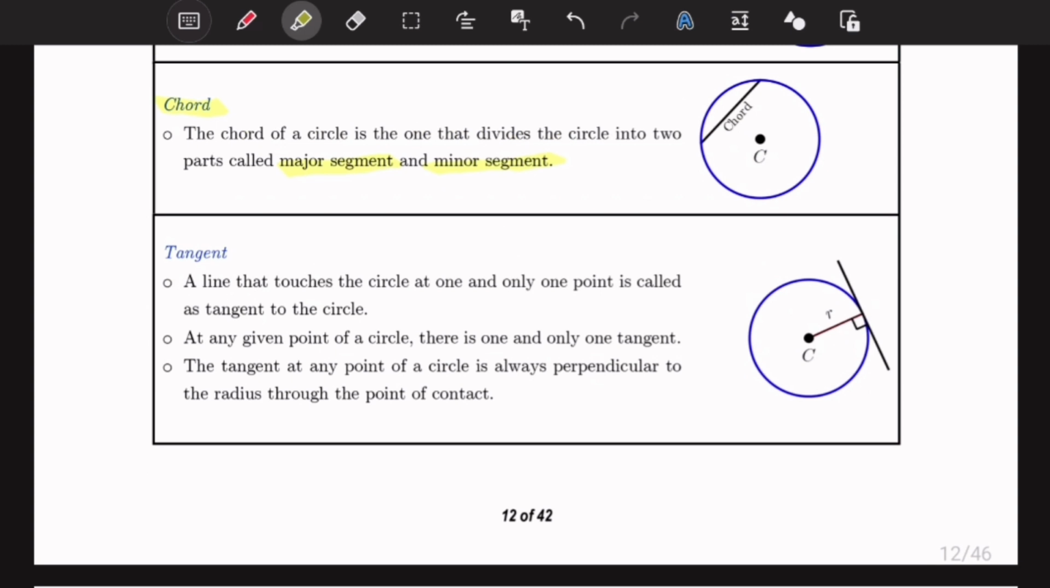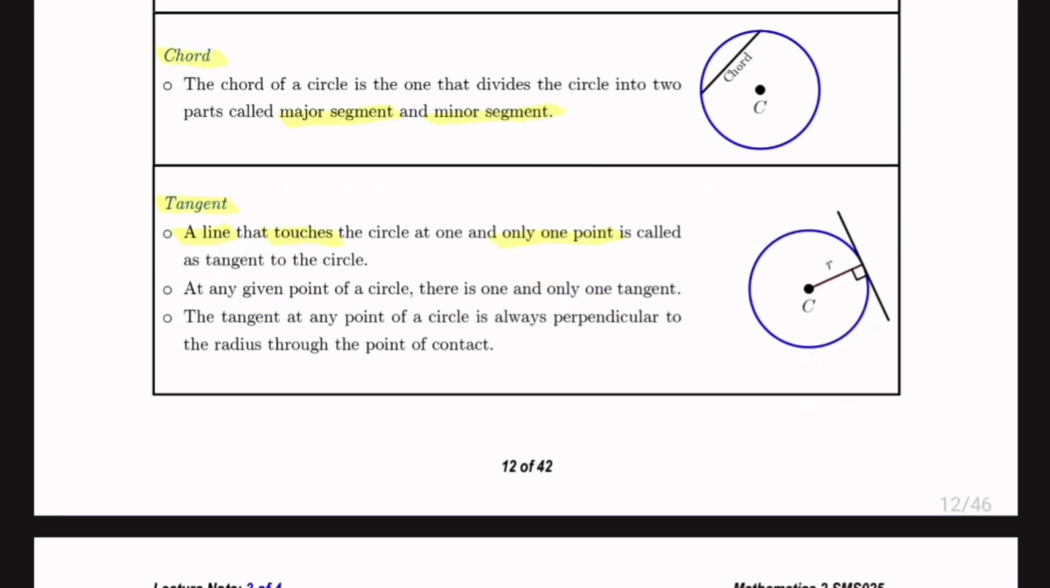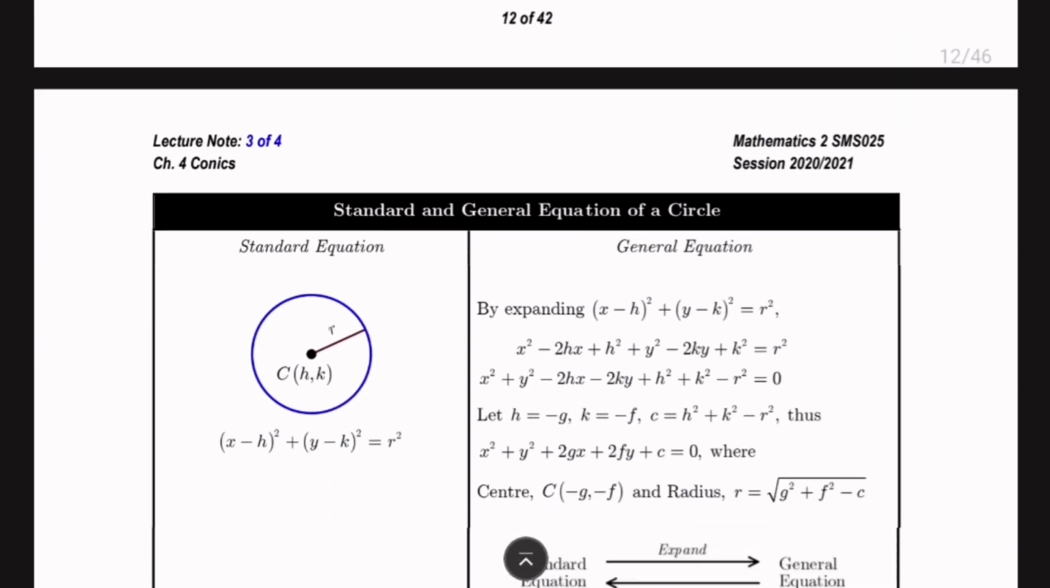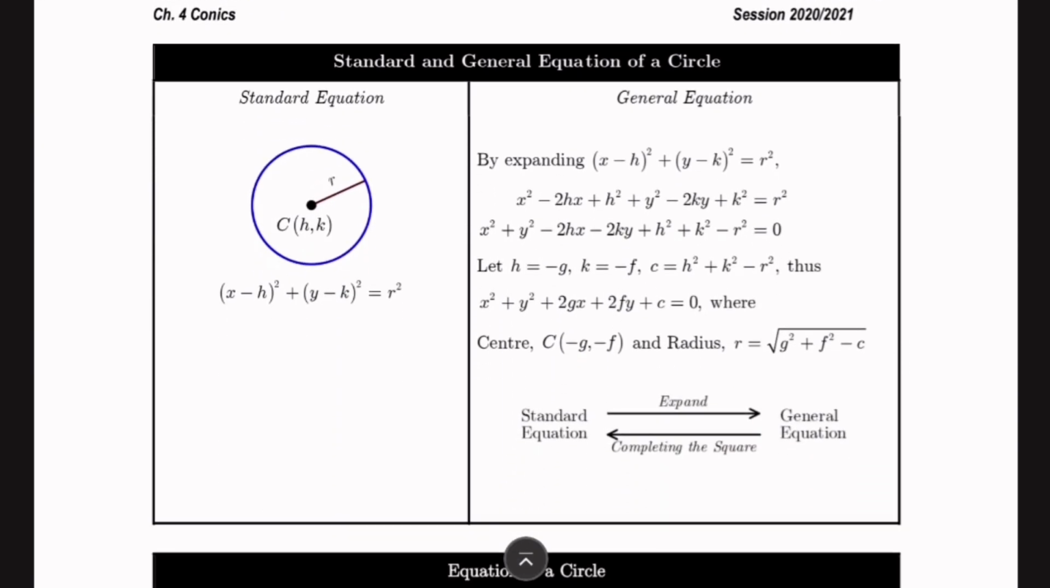Next, the term tangent. The tangent is a line that touches the circle at only one point. You can see the tangent in the diagram. Okay, so now let's proceed to the equation of a circle.